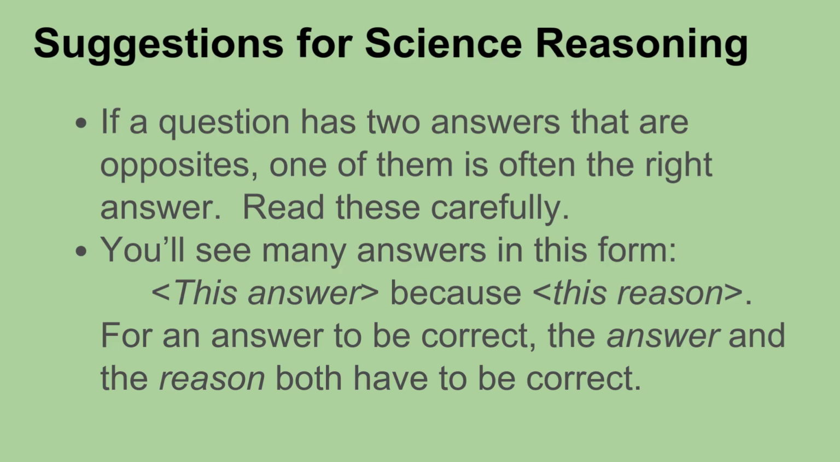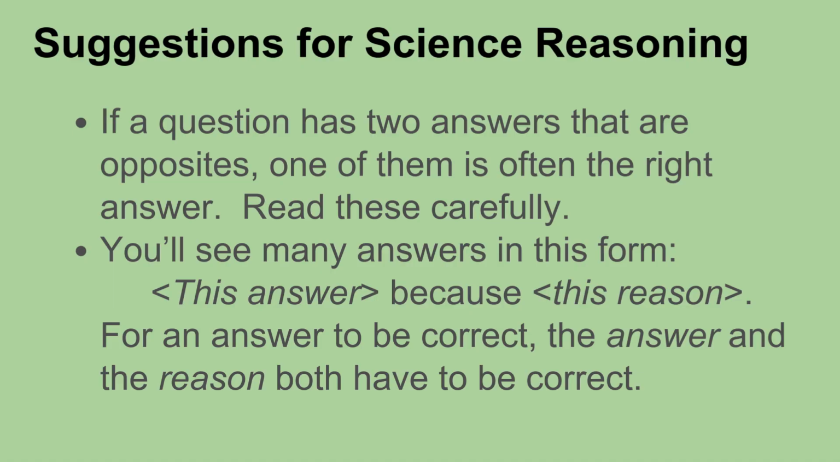Now, if a question has 2 answers that are exact opposites, one of them is often the right answer. And it's worth a little bit of time to look at those things carefully and see which one makes more sense. Again, refer to the graphs and the charts because that's where most of the information is going to be. But read the answers carefully. Frequently, they may look like they say the same thing, but if you read it carefully, you'll see there's a subtle change in wording or something that will actually make them mean opposite things.